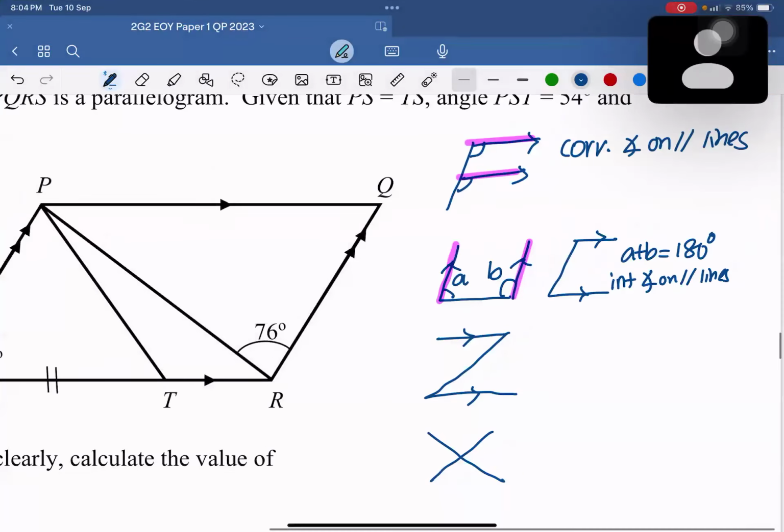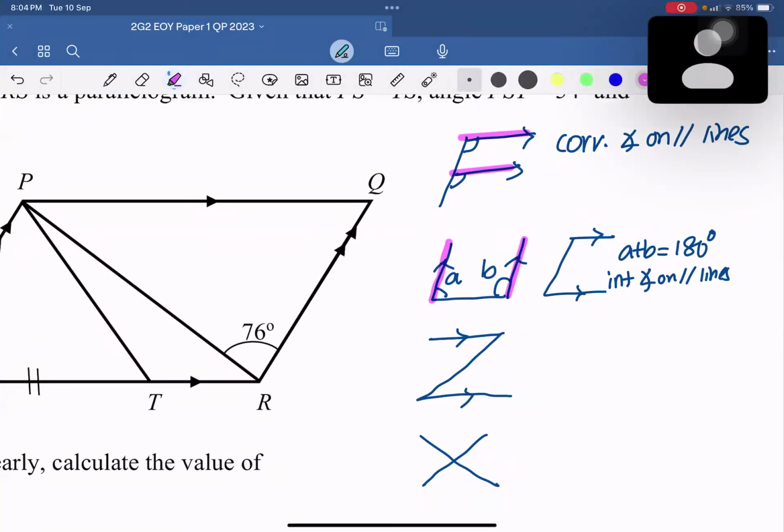Okay, then the next one, these two are parallel lines, this is the letter Z. What can you tell me about the angles over here? These two angles are the same. Yes, correct. They are equal. So this is called alternate angles on parallel lines. So we must be able to know how to write the reason.